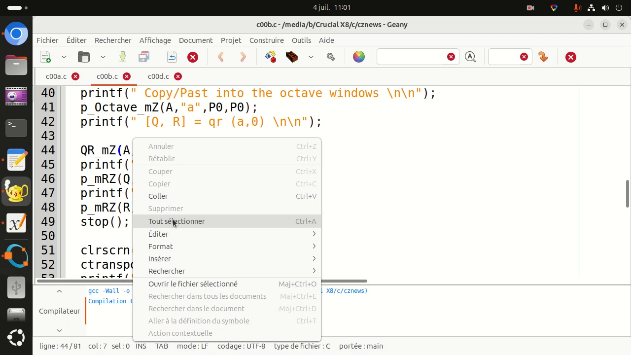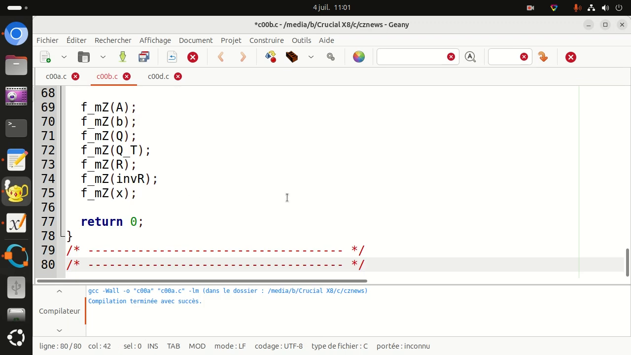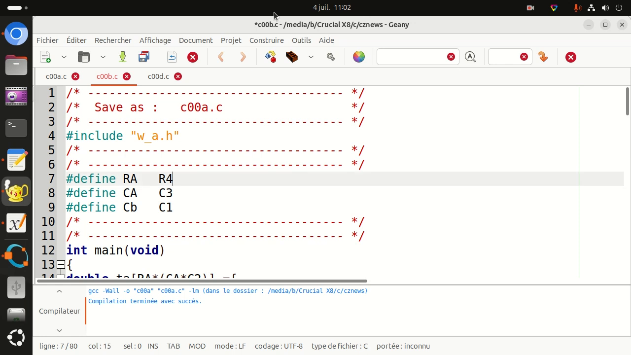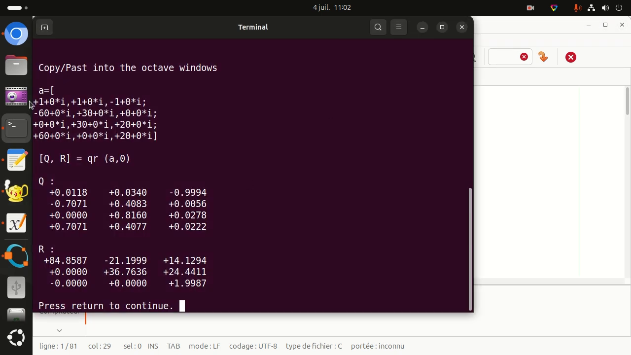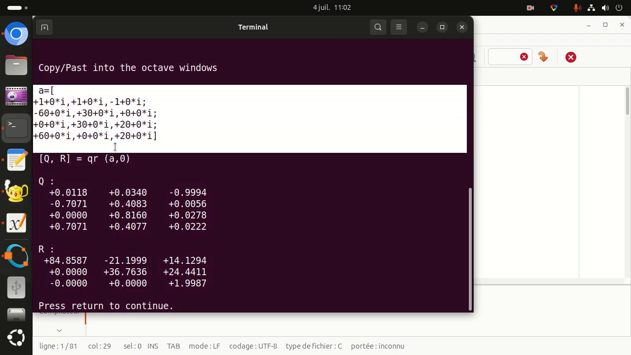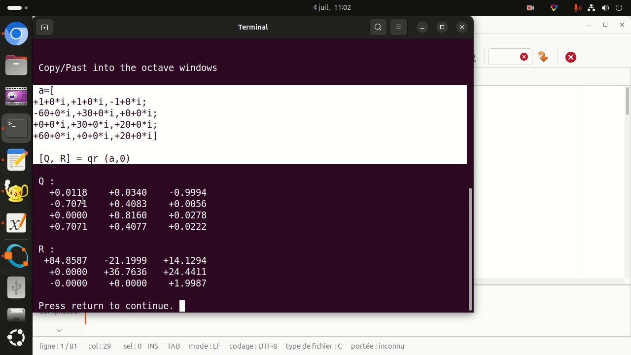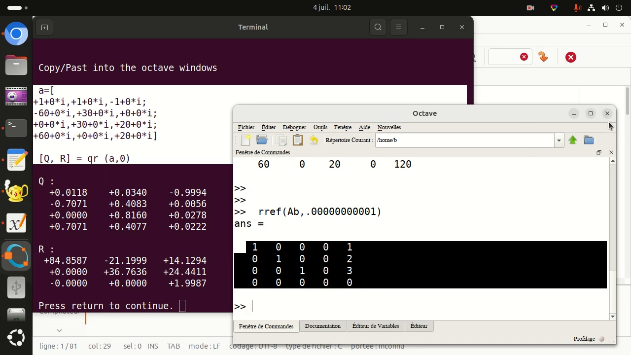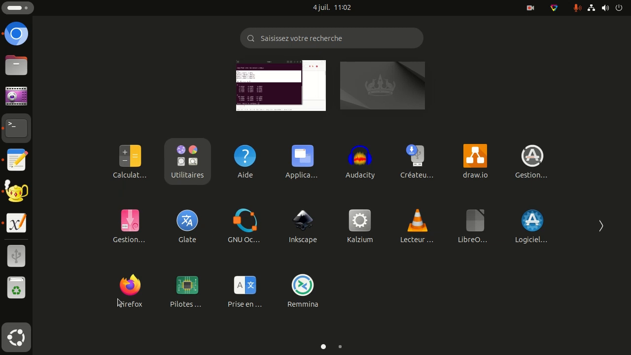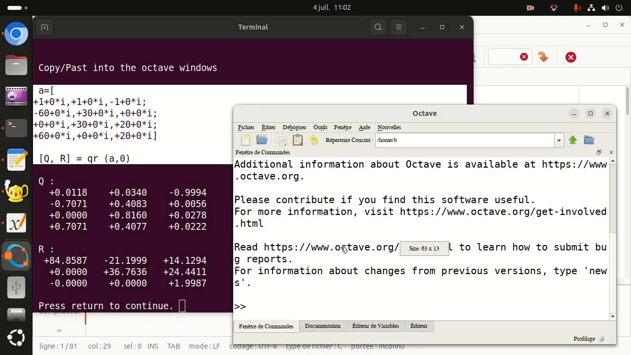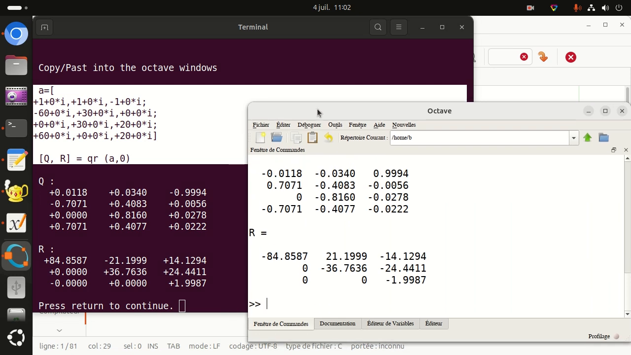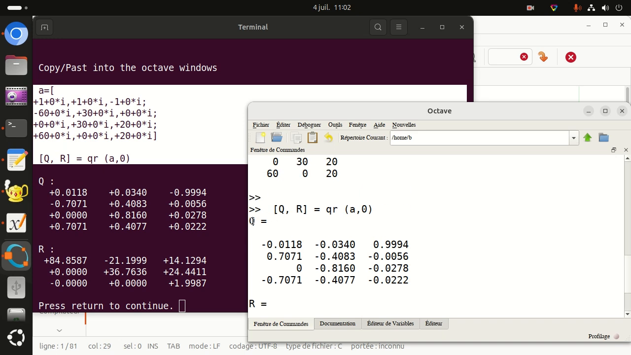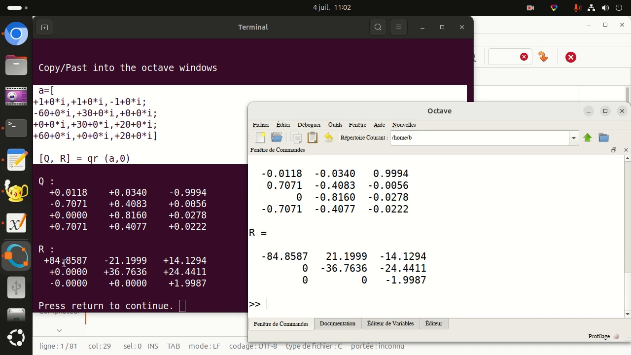I copy the code into my editor. Alors, this is the QR decomposition with Octave. It is the same value.